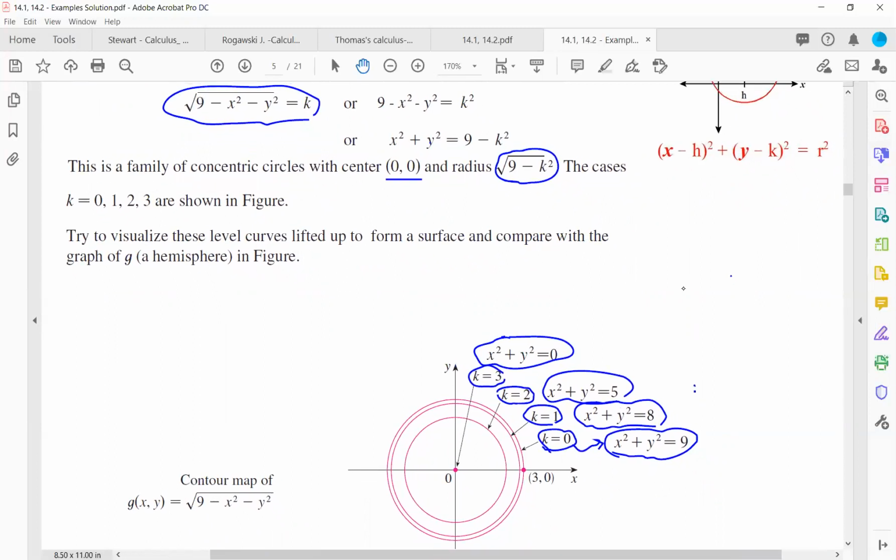When k is equal to 1, you have x squared plus y squared equals 8, which is this inner circle. When k is 2, you get x squared plus y squared equals 9 minus 4 equals 5, a smaller circle here. And finally, when you plug in 3 for your k, you get x squared plus y squared equal to 0. The only solution for x squared plus y squared equal to 0 is the origin. So these are level curves of this function.